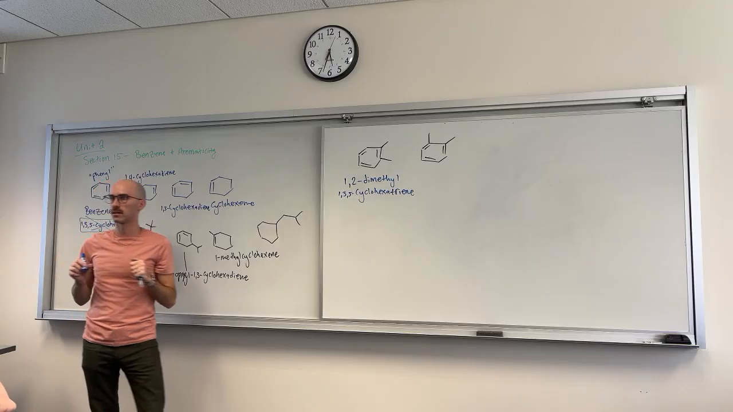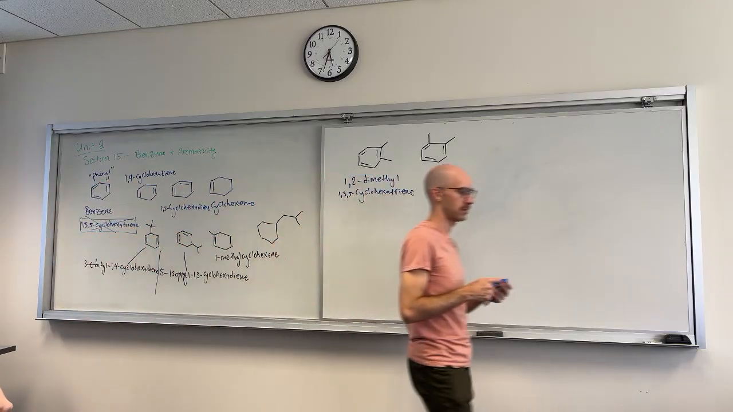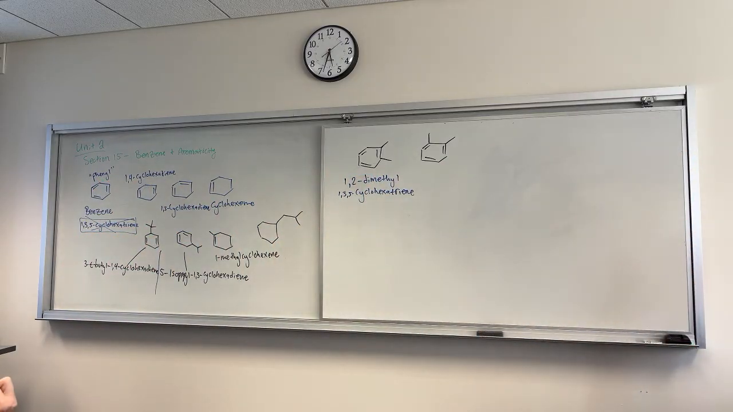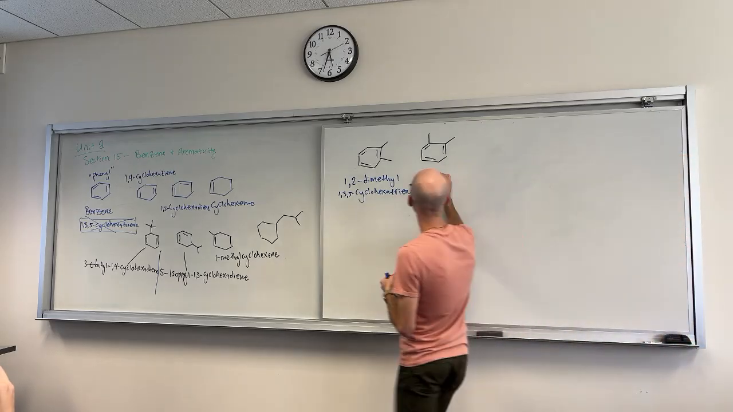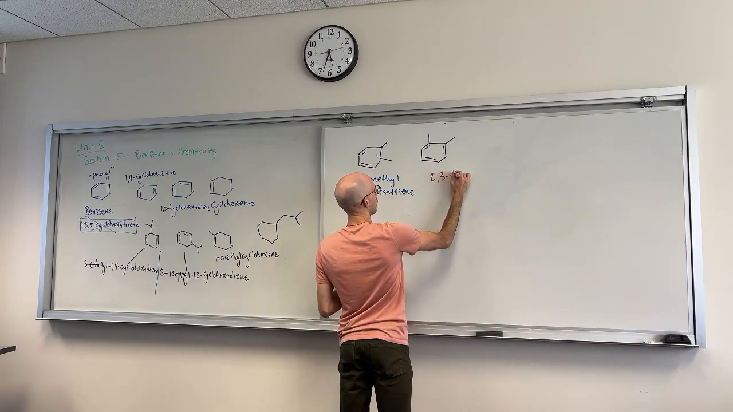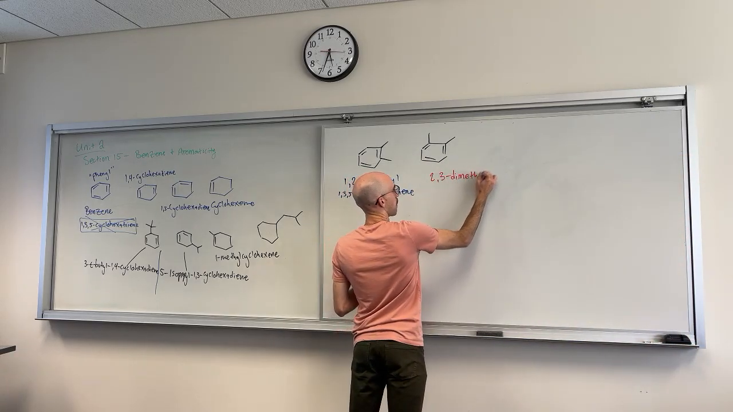You have to count through the alkenes, so it's 2, 3, right? Did anybody else come up with something other than 2, 3? I'm putting this in red because it's wrong. Why?